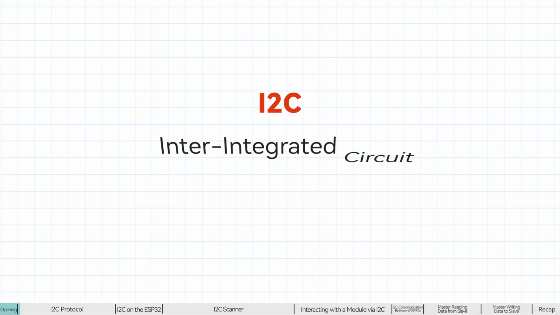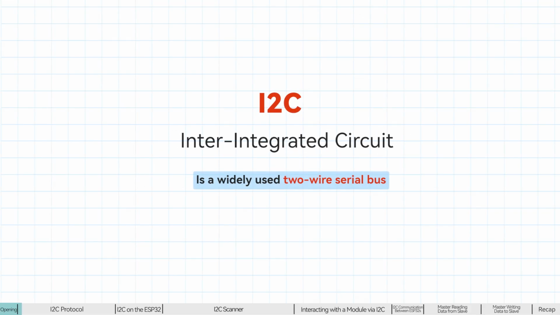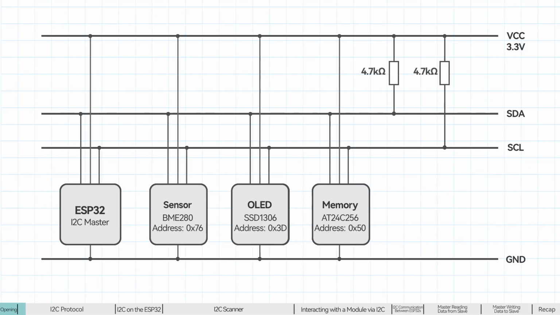The I2C bus, short for Inter-Integrated Circuit, is a widely used two-wire serial bus. First, let's look at the wiring. On an I2C bus, there are two core signal lines. SCL, the serial clock line. The master generates a clock signal to synchronize the timing of all data transfers. SDA, the serial data line. It is responsible for bidirectional transmission of actual data. Additionally, all devices must connect to ground to achieve a common reference voltage level.